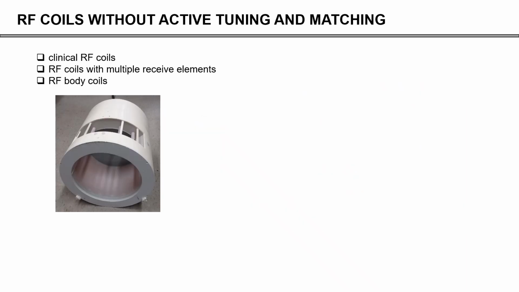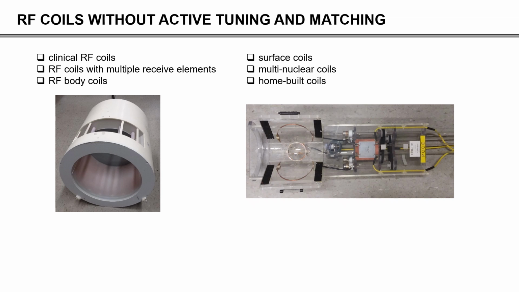Now, tuning and matching is not always necessary. I would say almost every clinical RF coil doesn't require tuning and matching because there are typically so many RF elements in it. It will take forever to tune that. Also, RF body coils are typically not tuned and matched either. Very often surface coils, multi-nuclear coils and home-built coils have tuning and matching circuitry. You can see here, these white cylinders are the tuning and matching capacitors, and these sticks here at the end are basically what allows you to change these values, and here is then the surface coil, for example.